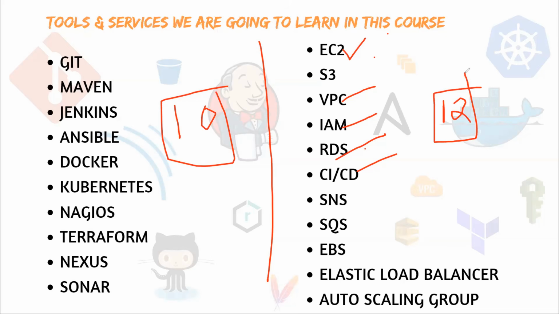So from the DevOps point of view, I'm going to teach you 10 tools. And from the AWS point of view, I'm going to teach you 12 services. Of course, there are some other services I haven't mentioned here. I mentioned them on your syllabus copy. Please check that.